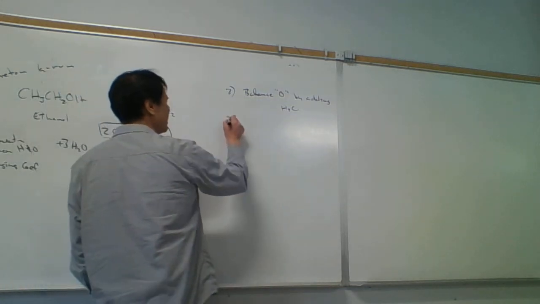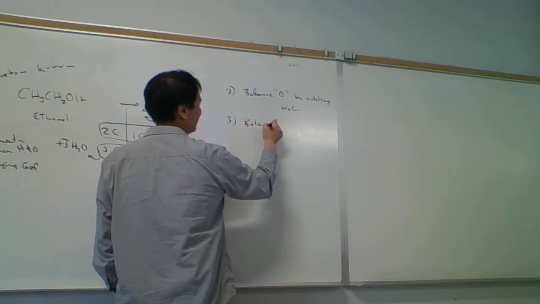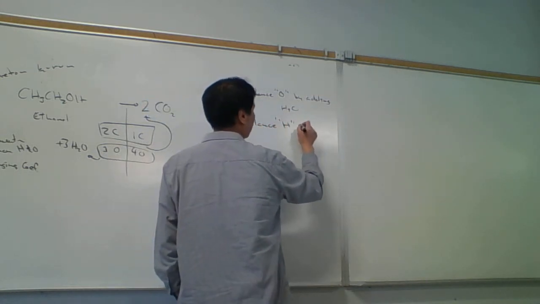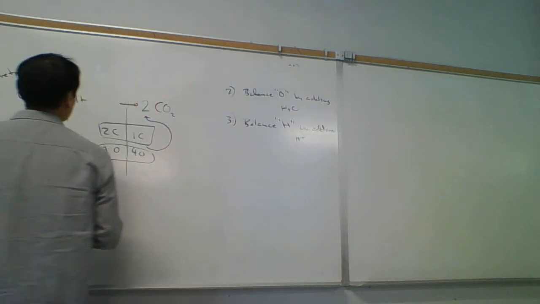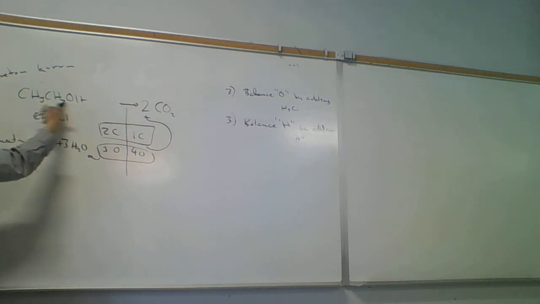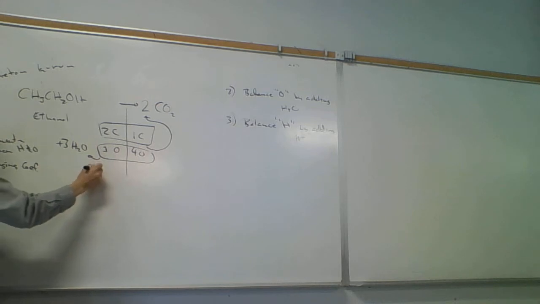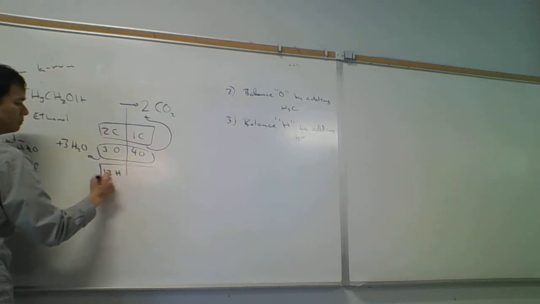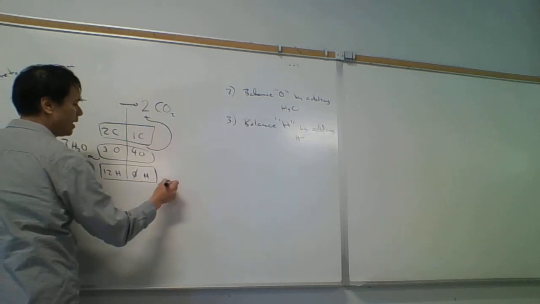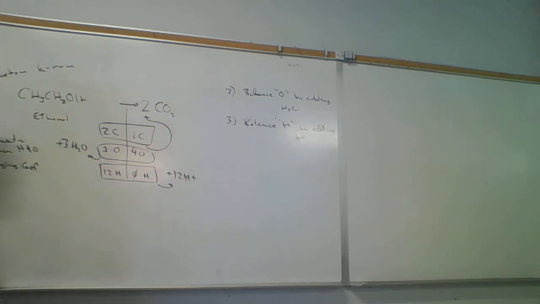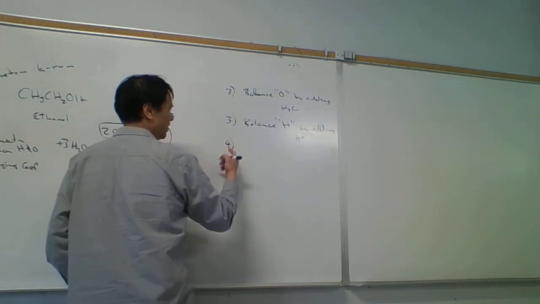In the next step, we're going to balance the H's by adding H plus. So on the left here, I have 6 H's from ethanol plus 6 H's from water, so that gives me a total of 12 H's. On the right, I have 0 H's. And so I need to add 12 H plus to balance it. So now I have 12 hydrogens on the left and 12 hydrogen atoms on the right. The charges aren't balanced, but we don't care about the charge yet. Not until this step.